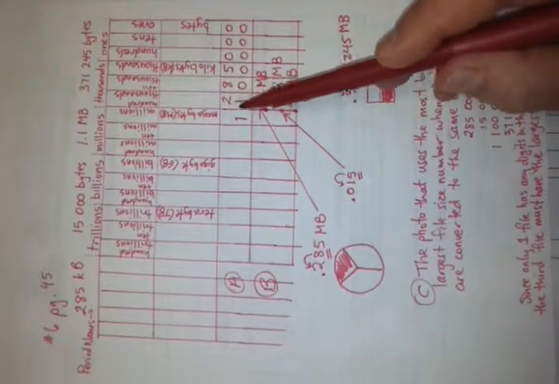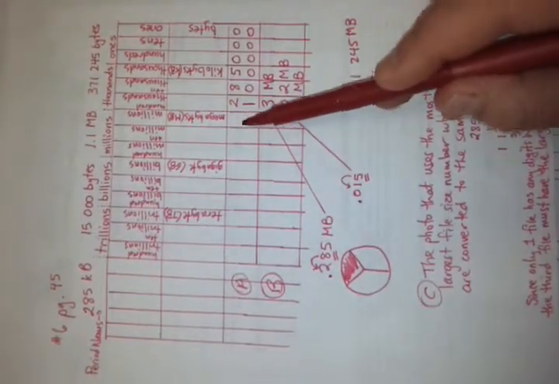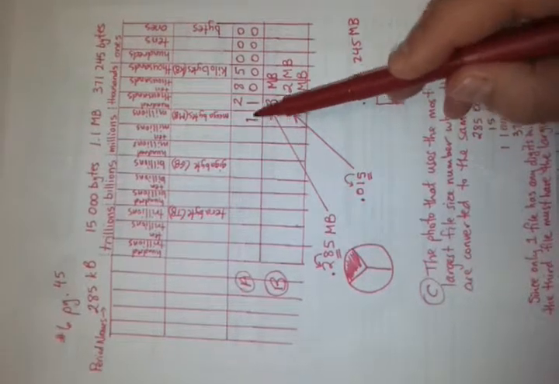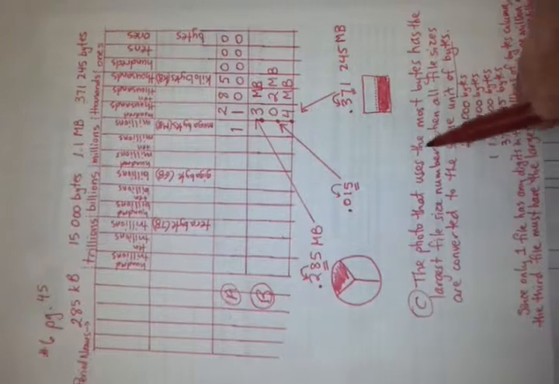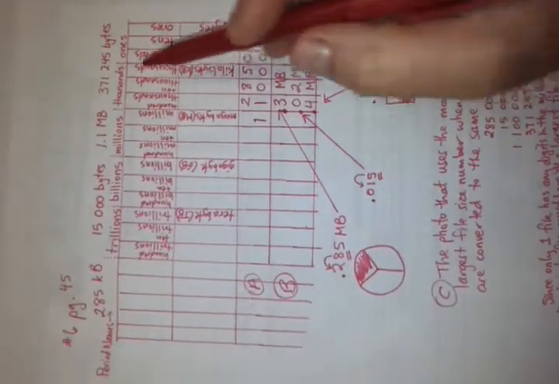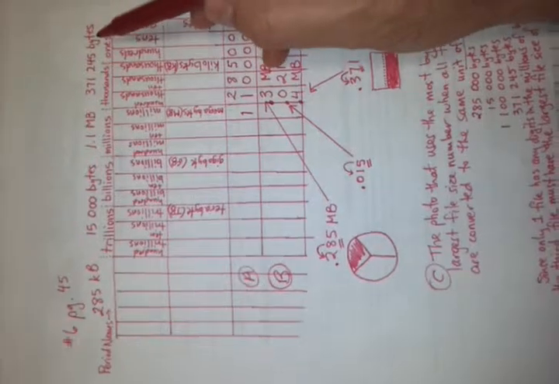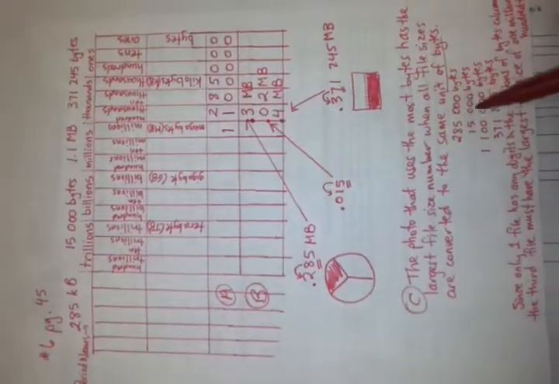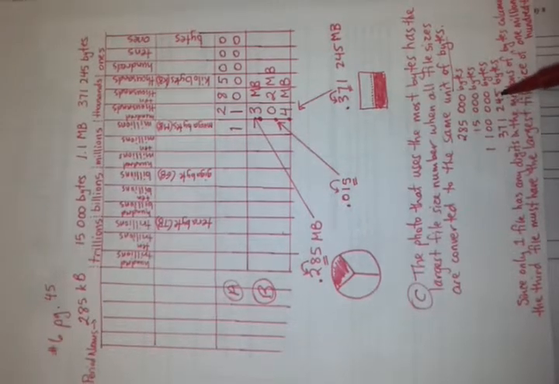Judging by these two numbers alone, this one looks like it's going to be the biggest because it has a digit in the megabytes column or the millions column, whereas this number does not. The final number is 371,245 bytes, which is already in bytes. So we simply rewrite that number down here in our chart, lining up each place value digit.